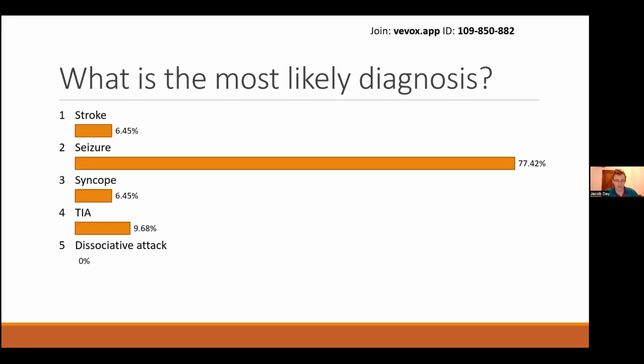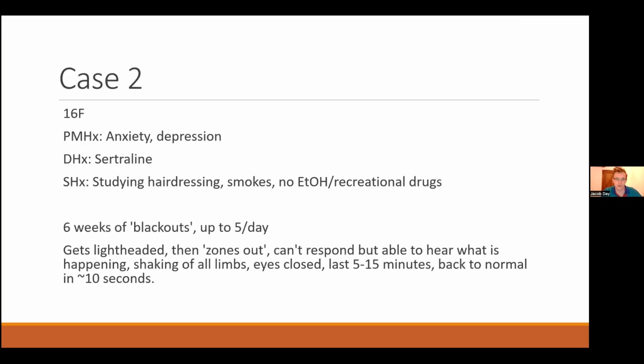Okay, so most people are going for seizure. I guess this is a talk about seizure, so that's probably quite a good bet to start off with. A few people going for TIA, syncope, and stroke. Okay, cool. So case 2, different situation.